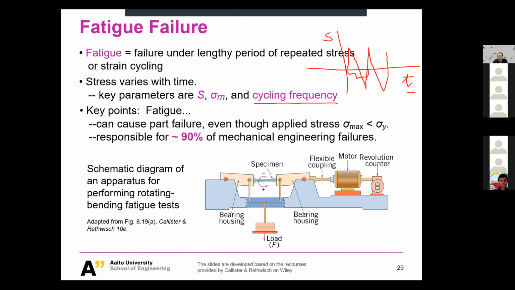Or if you take 1,000, tens of thousands hertz, yeah, that will take just minutes to get it to failure. So the period of time is not necessarily true, but a large number of cycles is the truth. So this is about fatigue, and we know already about the cycle frequency, one of the most important parameters for these tests.